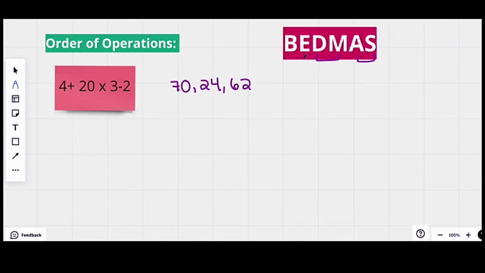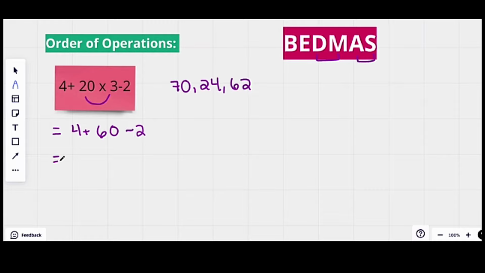We then move to the E for exponents. Do we have any exponents? Nope, there's no exponents. Now we've got D and M, division and multiplication. Well, we don't have a division in this question, but we do have a multiplication. So that means we got to start with our multiplication. So our 4, we're going to leave as is, right there. And we're going to do our multiplication first. So 20 times 3 is 60. So we put our 60 right here, and we continue with our question, minus 2.